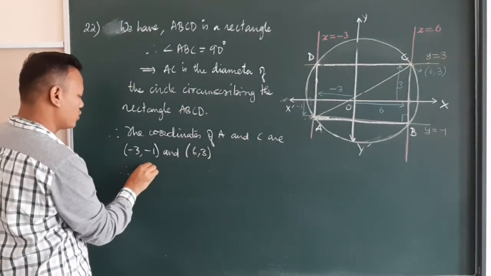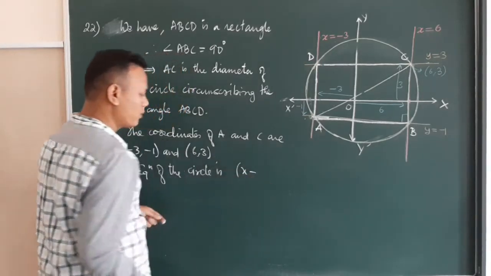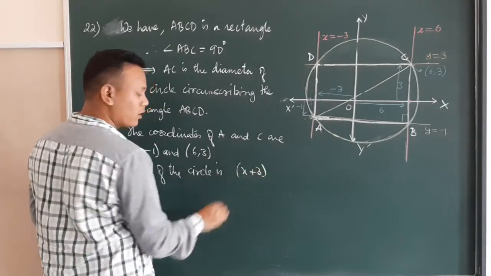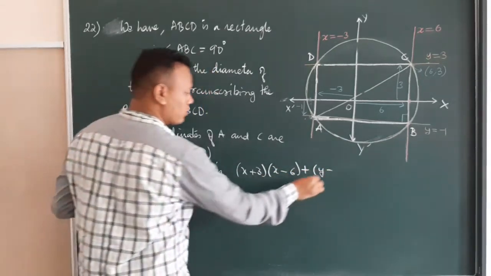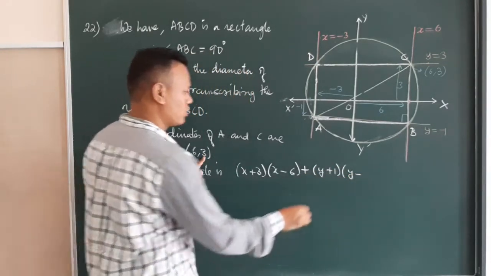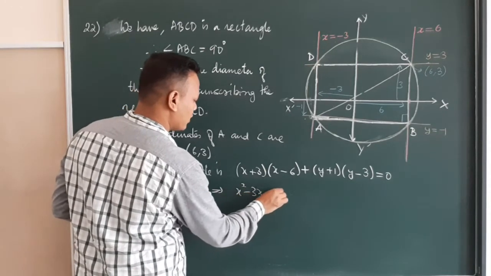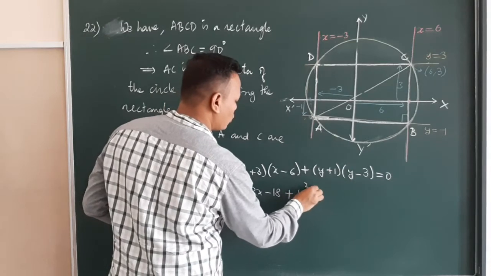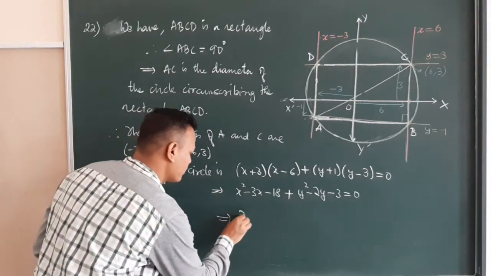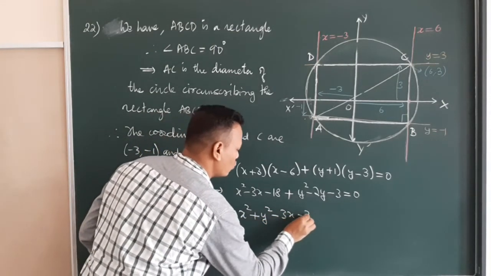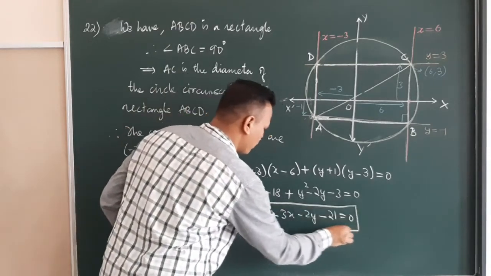So therefore, the equation of the circle is, okay, so the equation of the circle according to distance form is (x minus x1) times (x minus x2) plus (y minus y1) times (y minus y2) equals 0. x1 is minus 3, so this becomes x plus 3, into x minus 6, plus y plus 1, since y1 is minus 1, into y minus 3, since y2 is 3, equals 0. So let's simplify this. When you multiply this, you will get x squared minus 3x minus 18 plus, when you multiply this, y squared minus 2y minus 3 equals 0. Okay, so when you simplify it further, you have x squared plus y squared minus 3x minus 2y minus 18 minus 3, which is minus 21, equals 0. So this will be your equation of this particular circle.